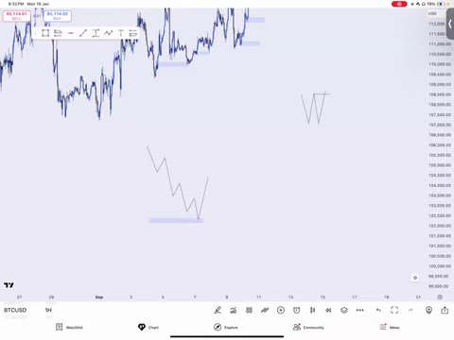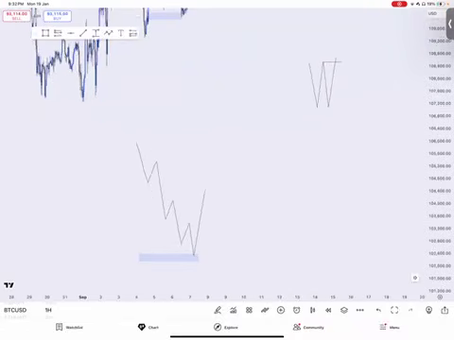above the zones that were taken out. So if you're looking for an MSS and price wants to take out the high, ensure that price takes out that high and closes above it with a body candle. Let's assume the candle for the MSS closed here.